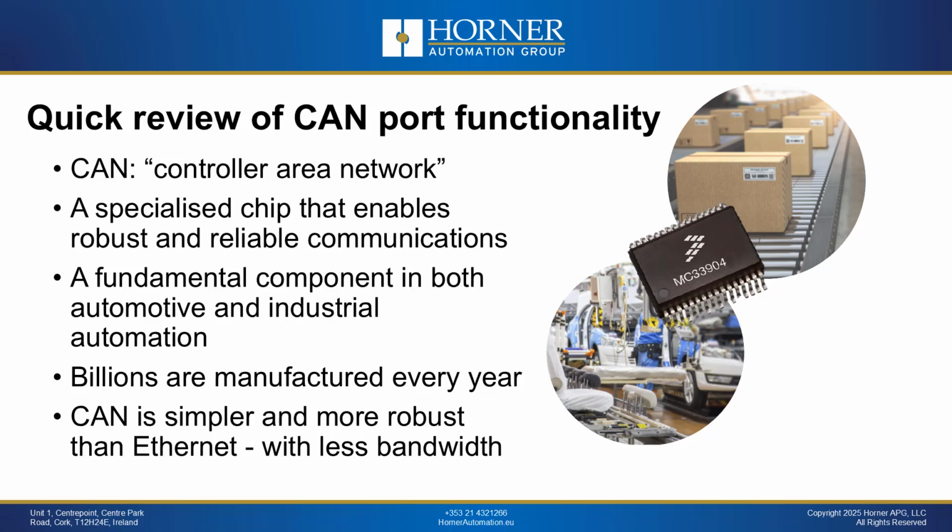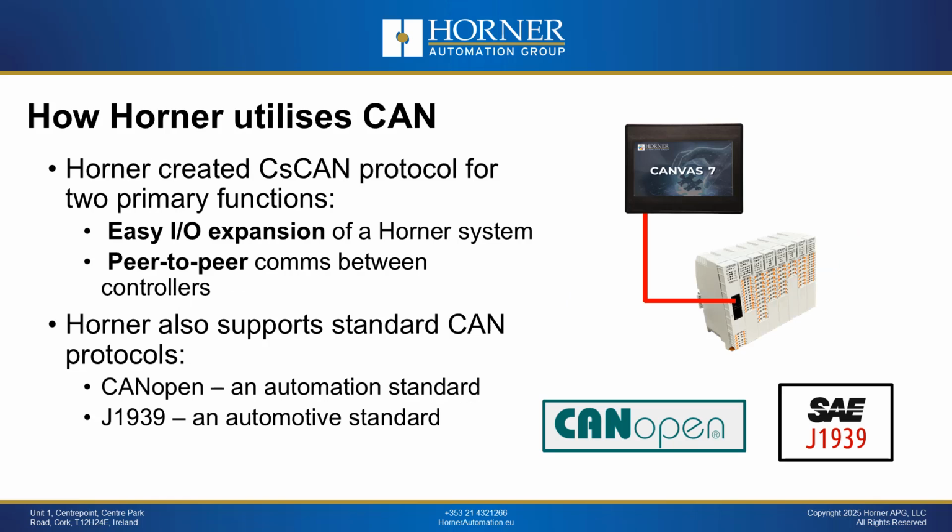Now, why do we need CAN in a world of Ethernet? Well, CAN is simpler and more robust than Ethernet and requires less bandwidth, so it definitely has its place both in automotive as well as industrial automation, and at Horner we utilise it thoroughly. How does Horner utilise CAN?